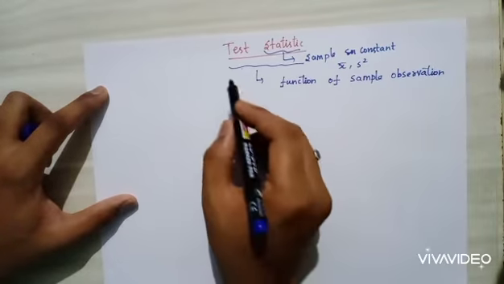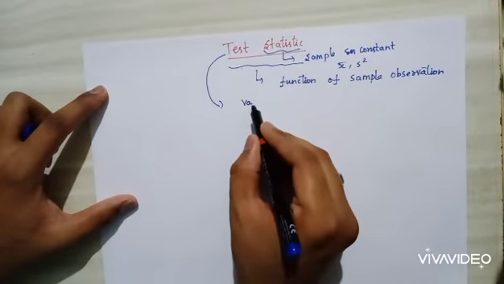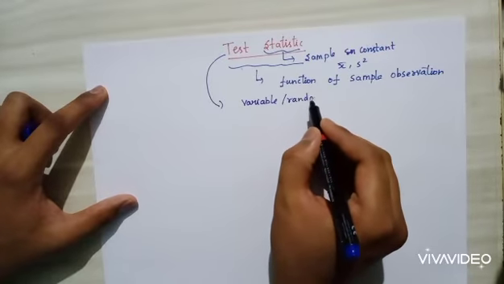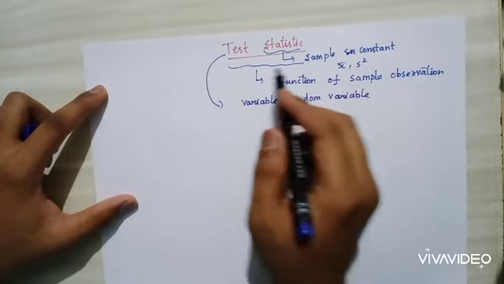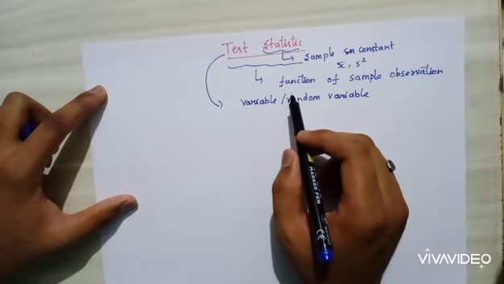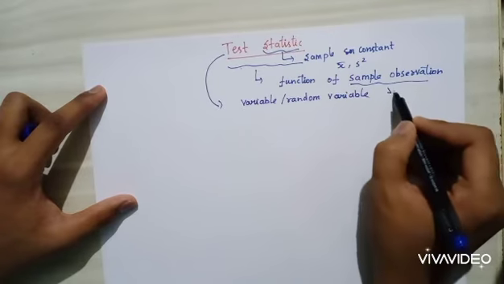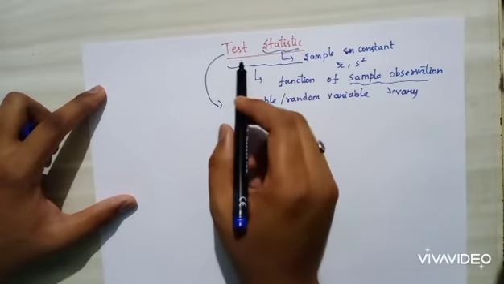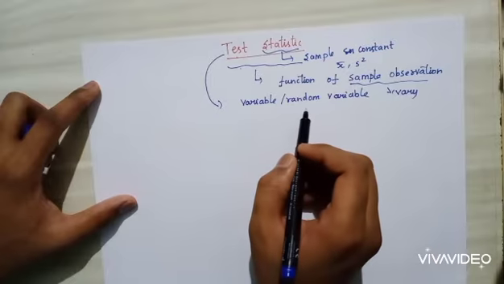This test statistic is a variable, or random variable, because it is a function of sample observation. Sample observation will vary from sample to sample, so this one also will vary. So the test statistic is a variable or random variable.